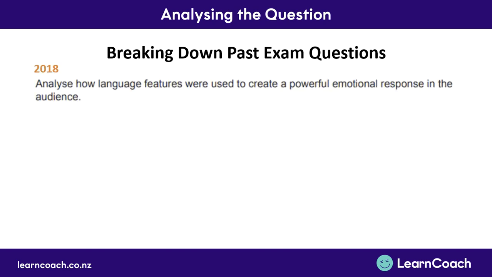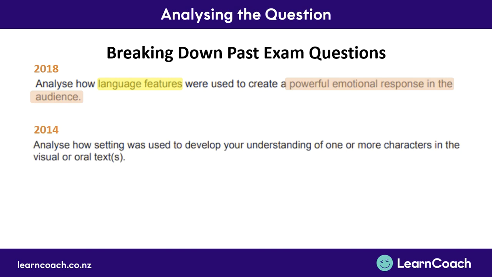Here is one of the questions in the 2018 paper. Here you can see that language features is part 1, and a powerful emotional response in the audience is part 2. That's essentially audience response. Notice how they're asking you to link part 1 to part 2. How does language features link to audience's response?